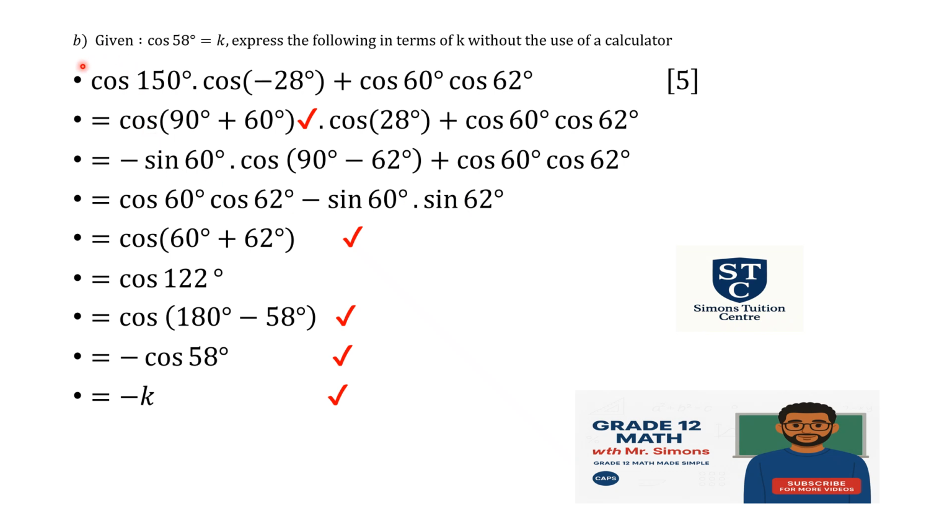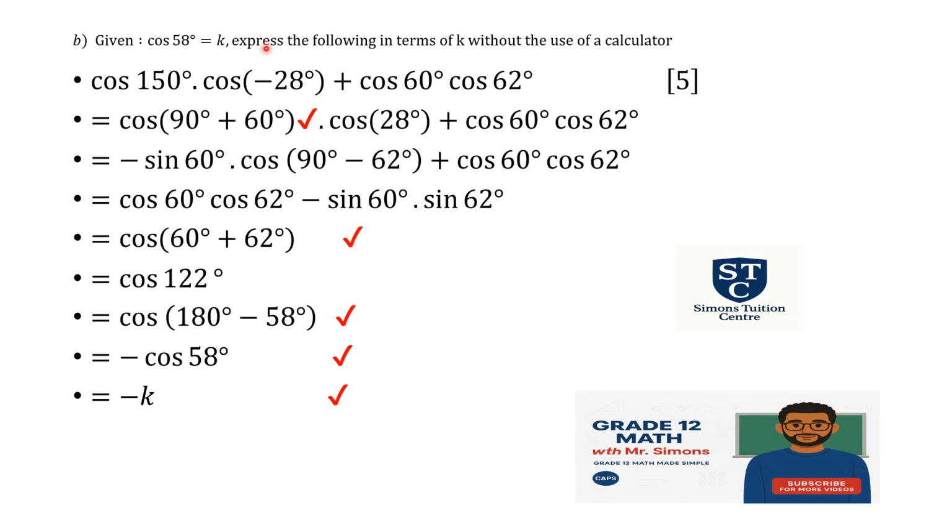Right, now for B, they say given cos 58 equal K, express the following in terms of K without the use of a calculator. So this is a third variation to how we test diagram sums. So given to us, we have cos 150 times cos negative 28 plus the cos of 60 degrees times the cos of 62. Right, so because I have 60 there, I'm going to look, can I make 150 from 60? So I should know 90 plus 60 is 150, right?